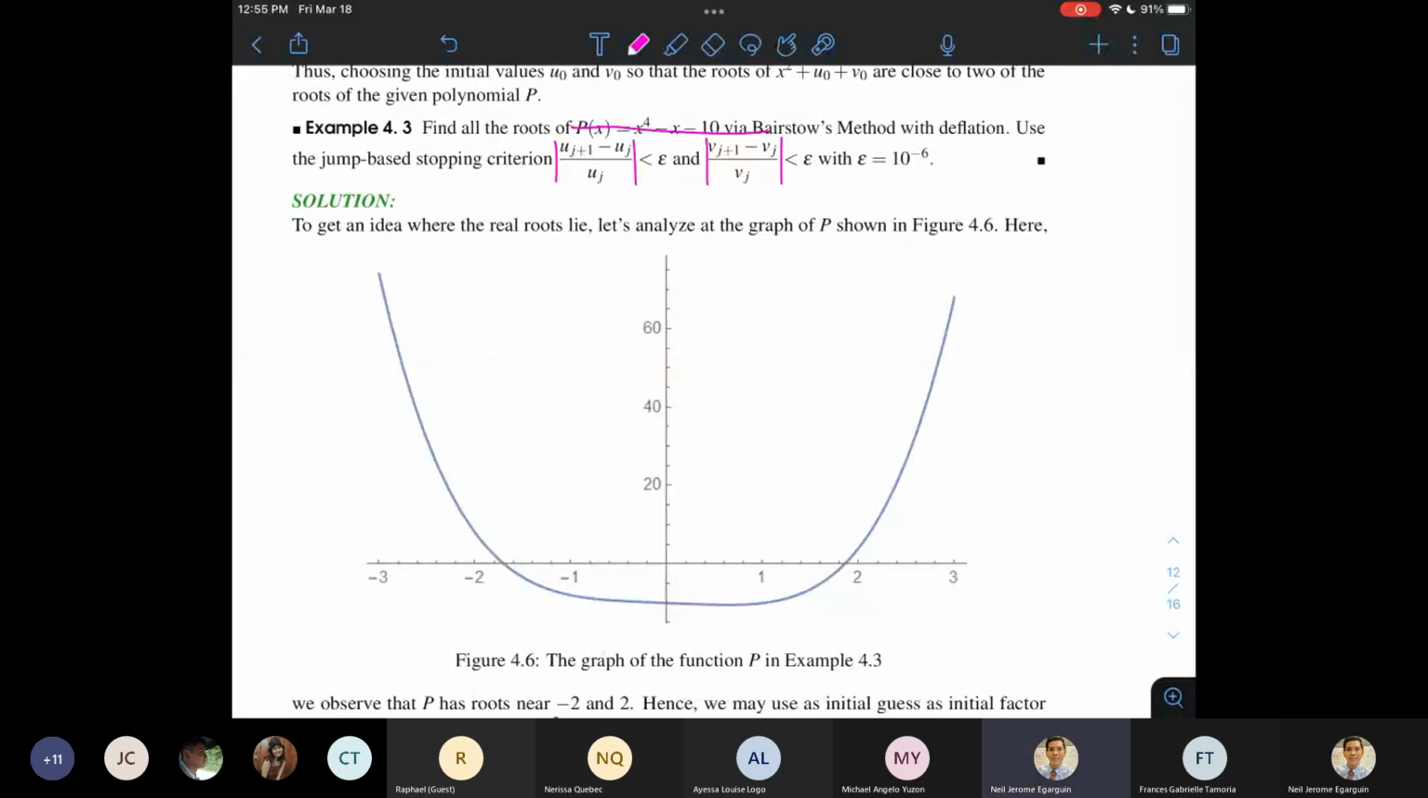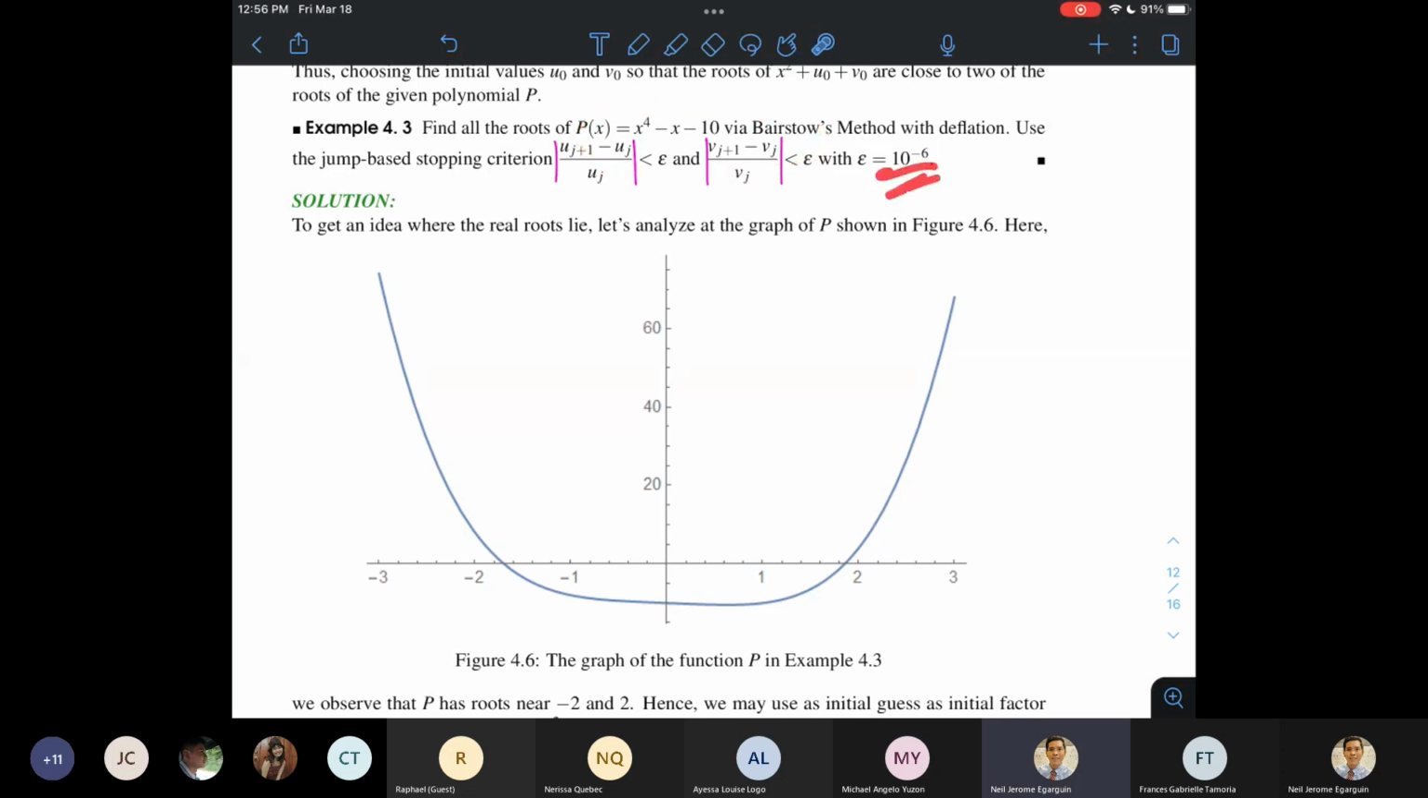Gusto ko i-consider yung x to the fourth minus x minus 10 using Bairstow's method with deflation. Okay? Yun nga, ang advantage ng Bairstow's at every run of Bairstow's algorithm will get two roots. Tapos, ang bilis nating makukuha yung dalawang roots na yon kasi quadratic yung convergence. Compared to Mueller's, na isa lang yung nakukuha nating root at any given run and ang convergence rate niya ay 1.84 lamang. So, mas mabilis talaga yung Bairstow's. Okay? Now, okay. So, ito yung problem natin.